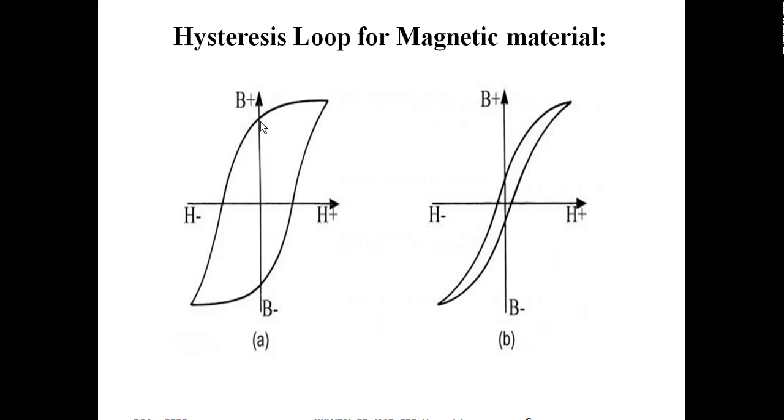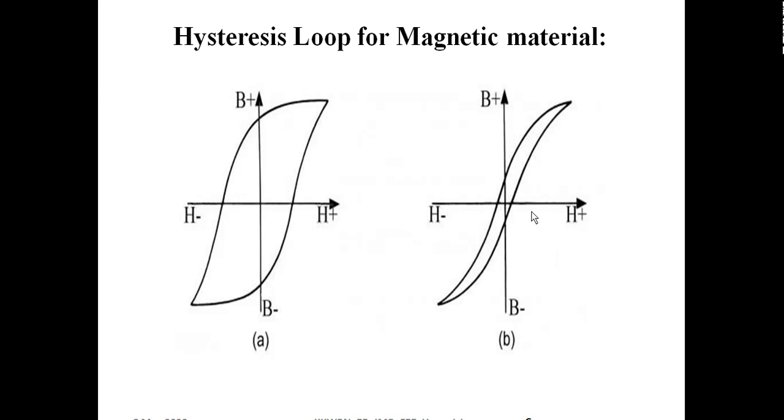Here in figure A, that is for hard magnetic material, there will be a high value of residual magnetic flux or flux density, and high retentivity. A high value of coercive force is observed here. It means that this kind of material can retain a large value of magnetic flux within it. So this material will be suitable to make permanent magnets, because they are to be used for a longer period of time.